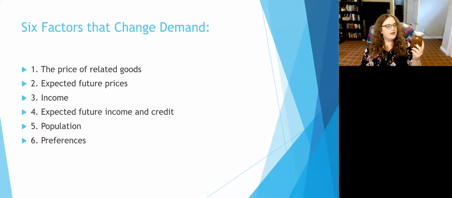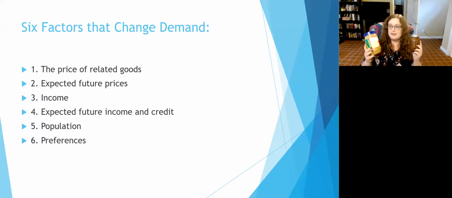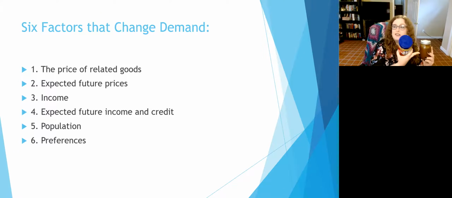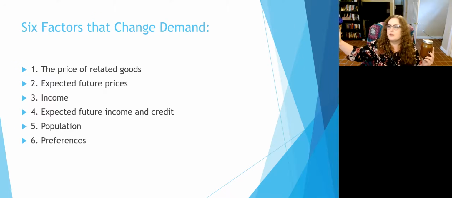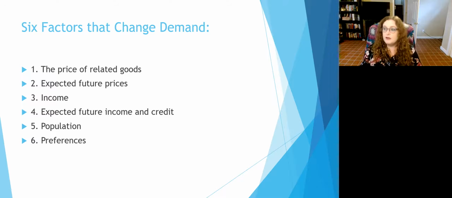So if I am a jelly producer and the price of peanut butter skyrockets, people are making less sandwiches, I'm probably going to have less jelly sales. There's going to be less demand for my product because of a price that's happening for a related good. This can also happen with substitutes.